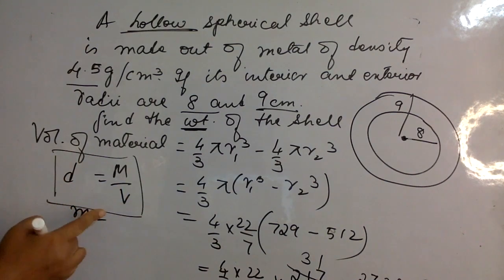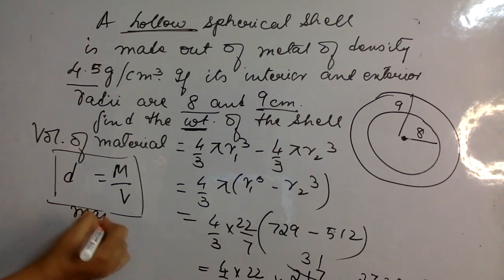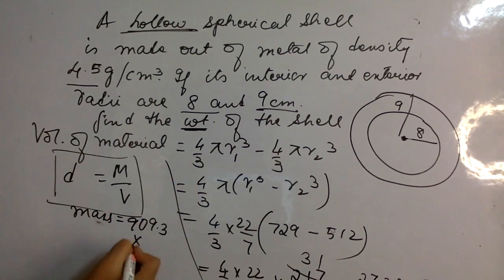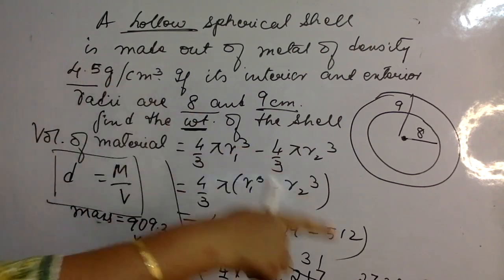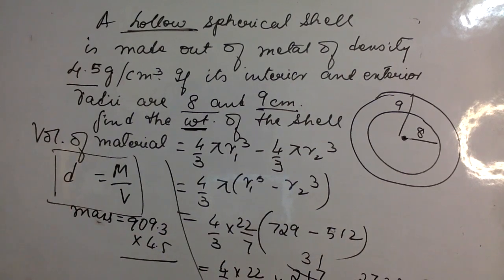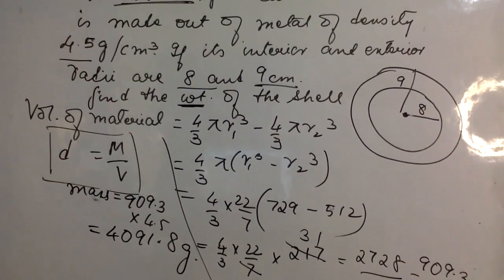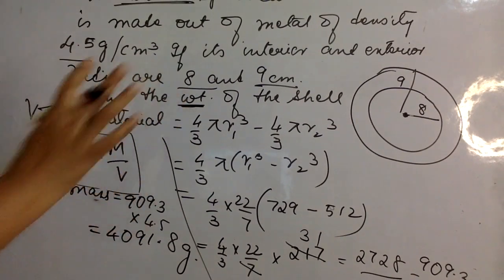So what is the mass of the shell then? Mass is 909.3 into 4.5. Now here we have to check one thing. Here it is in centimeter cube, and our answer is also in centimeter cube, so we can use it. On multiplying this, we will be getting an answer of 4091.8 grams. Okay, but that doesn't solve our problem. If it is 4091.8 grams, we must convert it into kg and then give our answer.